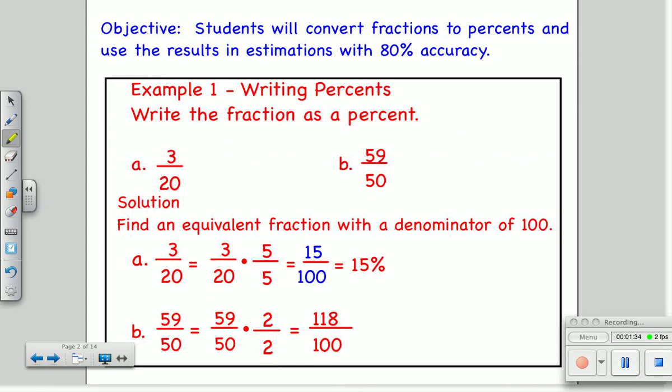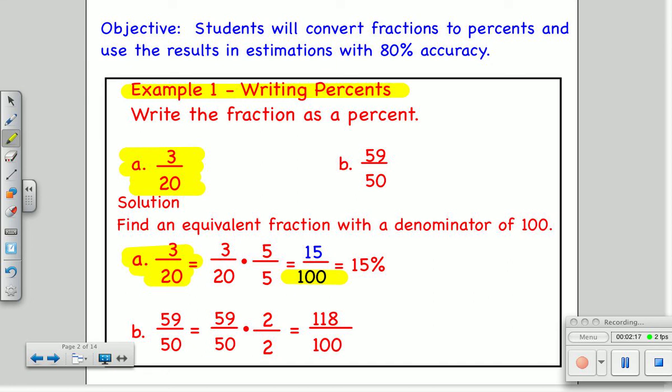Example 1. Writing percents. Letter A, 3 out of 20. We're going to do that one first. So, 3 out of 20. Okay. Letter A is down here. First write the fraction, 3 out of 20. Because all percents are out of 100, we want to make sure that we change the denominator of the fraction from 20 to 100.